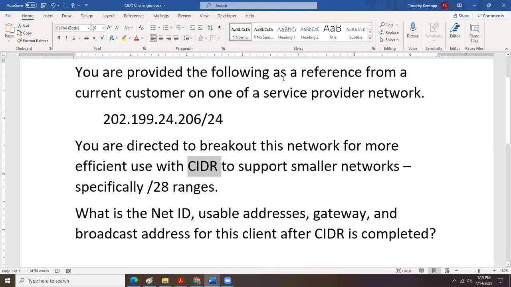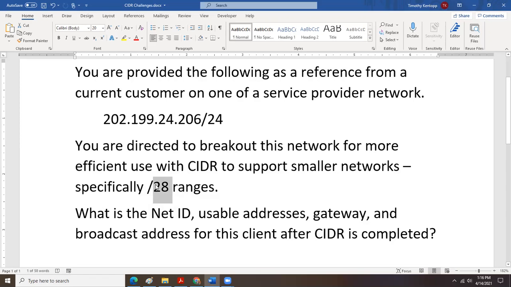You are provided the following as a reference from a current customer on one of the service providers' networks, right? So this is what you know from one of the current customers on a service provider's network. He or she is using 202.199.24.206 on a /24 network. And you are directed to break out this network for more efficient use with CIDR to support smaller networks, specifically /28 ranges.